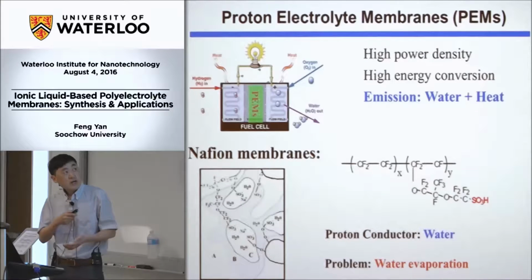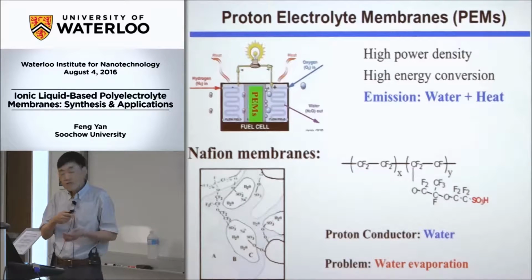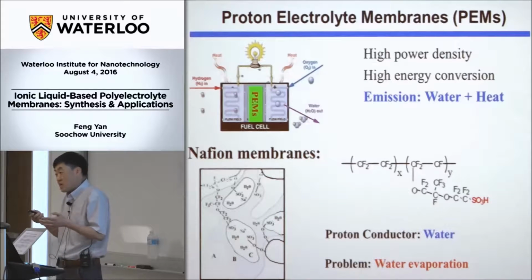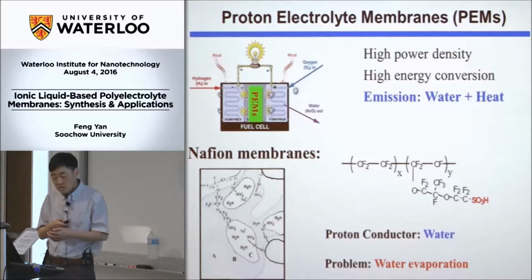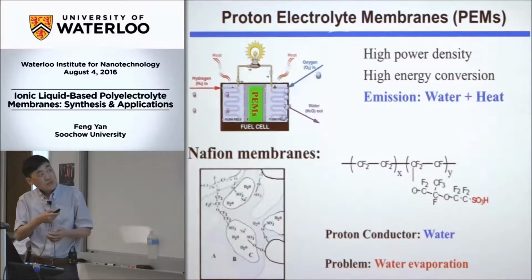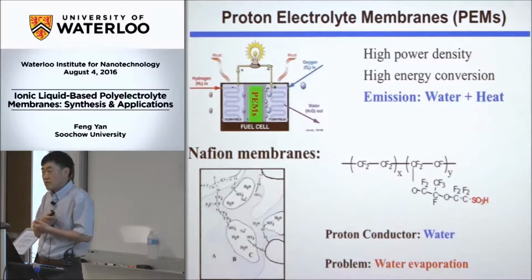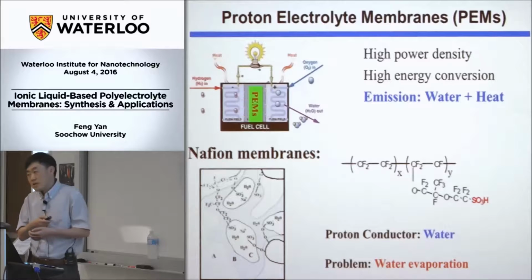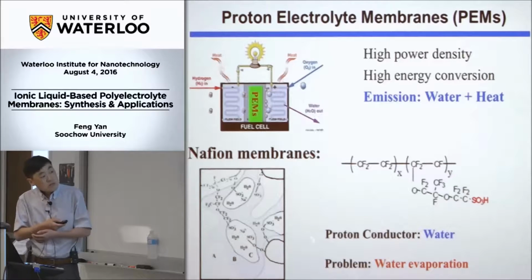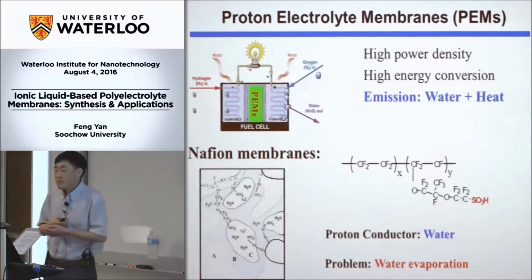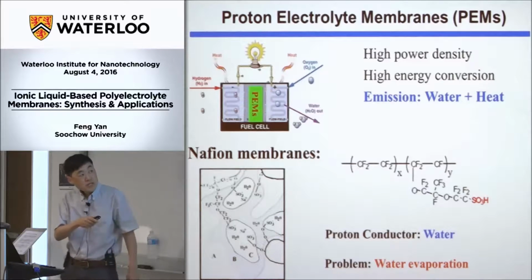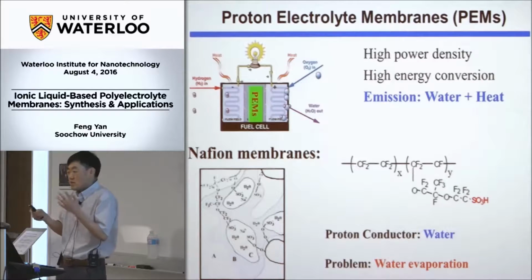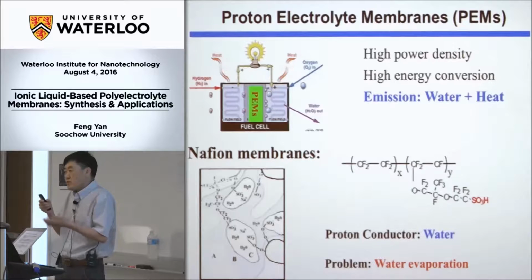Therefore, we come to the proton-electrolyte membrane fuel cells. So I think most of you know the fuel cell is considered as a kind of clean device, and the only emission of this device is water and heat. The proton-electrolyte membrane generally uses a Nafion membrane. It's quite a famous membrane, and the proton conductor they used is water. But the problem is, the device will generate heat during the operation, so the water will be evaporated very quickly.